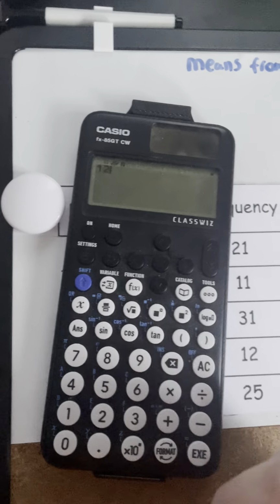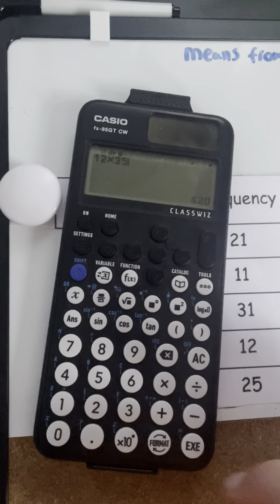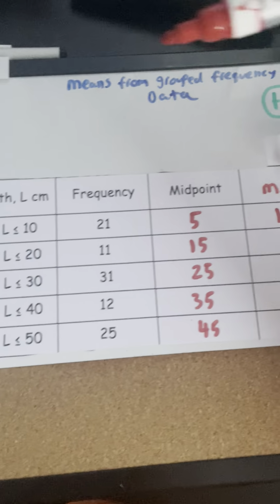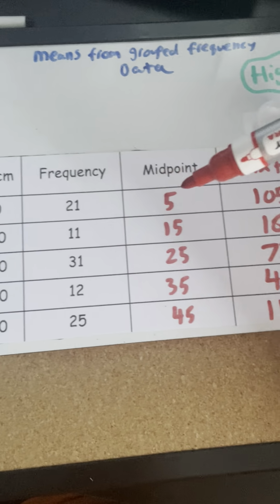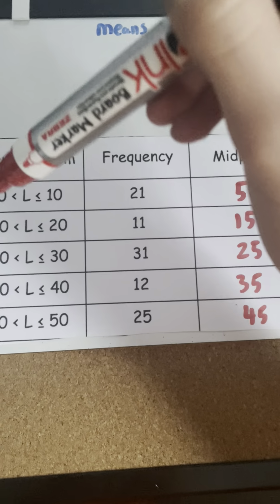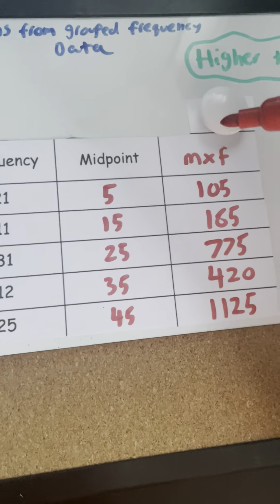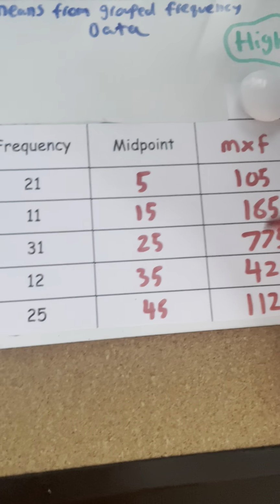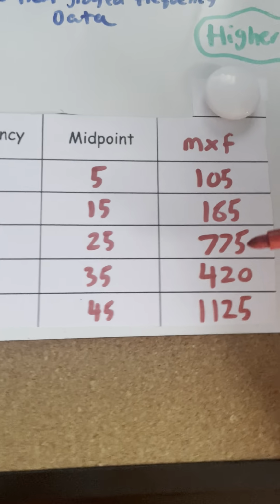Let me check something. Yeah, alright, so now that we've done our frequency table, we should have all of our results. We have the midpoint, and we have our midpoint times our frequency. So it's basically just like the last one now.